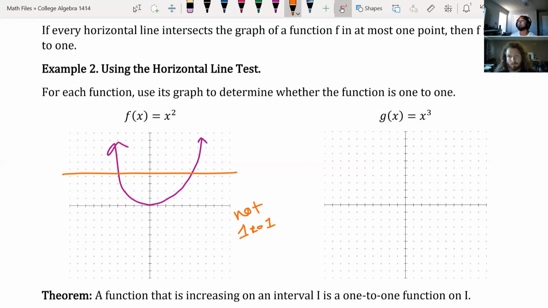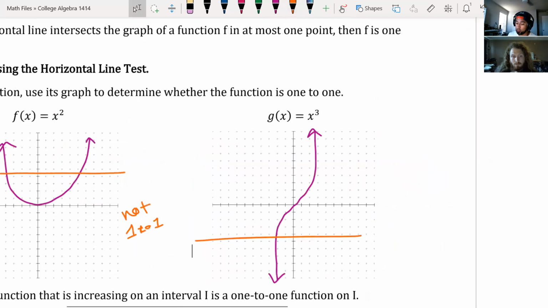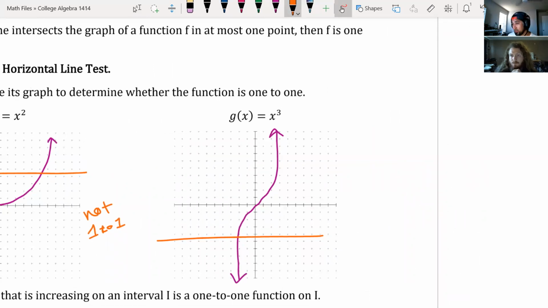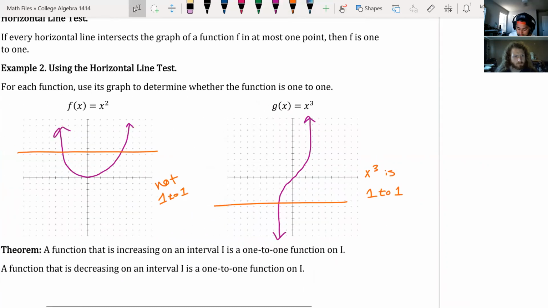Then look at the graph of x cubed. X cubed looks something like that. If I were to draw a horizontal line anywhere through x cubed, we would only intersect it once. So by the horizontal line test, we see that x cubed is a one-to-one function. Okay, so that's the horizontal line test.